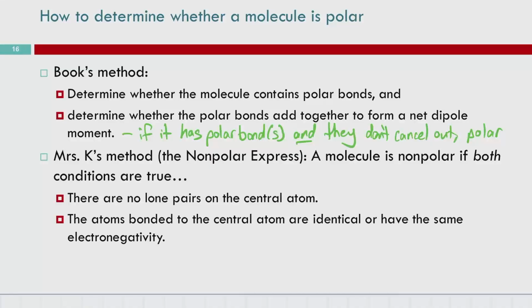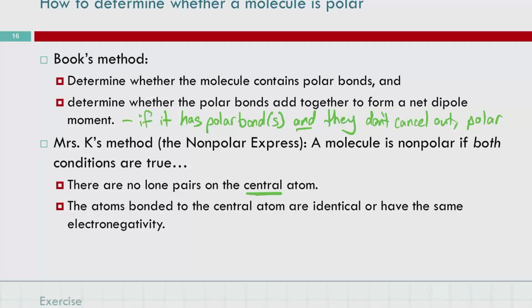We also generally can use the nonpolar express for this class. So a molecule will be nonpolar if both of these conditions are true. If we have no lone pairs on the central atom, it has to be the central atom. We can have lone pairs anywhere else, just not on our central atom. And if the atoms bonded to the central atom are identical or have the same electronegativity.